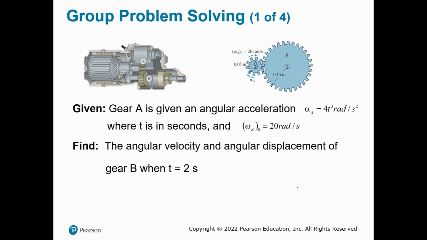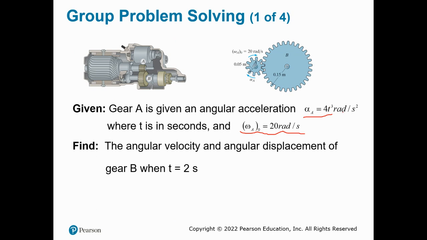All right, next problem, very similar. I feel like this one's slightly simpler. We have two gears, gear A and gear B. Since they're in contact, we know that A and B share the same linear velocity and linear acceleration. Alpha A is given to us. It's a function of time. Omega A initial, this is only the initial value, the angular acceleration of A changes, right?